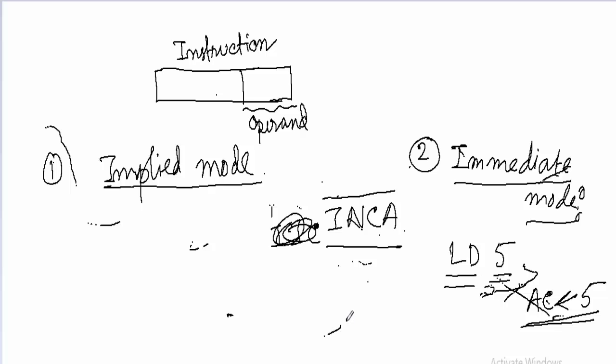Another example could be add 20. That means add 20 to the value in the accumulator and put it back in the accumulator. So 20 is a constant here also. 20 is not an address. That is why this is called immediate mode. We put the operand directly in the instruction in the immediate mode.